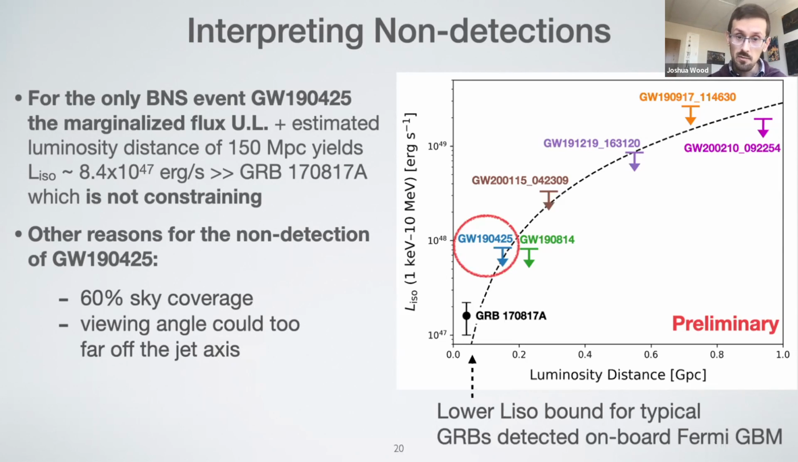And then also this is jetted emission, so we don't necessarily expect to observe every binary neutron star event, because some fraction will miss us just from the jet pointing not directly at the Earth. Okay, so that said, that's kind of the perspective for binary neutron star events.